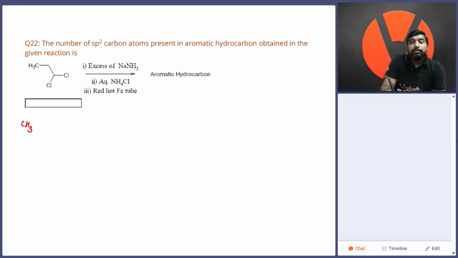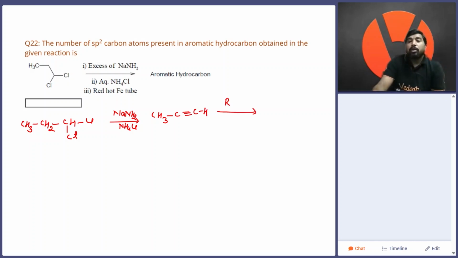So CH3, CH2, and this is CHCl and CHCl. So excess of NaNH2 is present. Basically this is a case of beta elimination, and we can say in the presence of NH4Cl. So from here we can see CH3C≡CH will form. In the presence of a red hot iron tube, Fe, this will be the aromatization formation of benzene, or we can say cyclic polymerization.